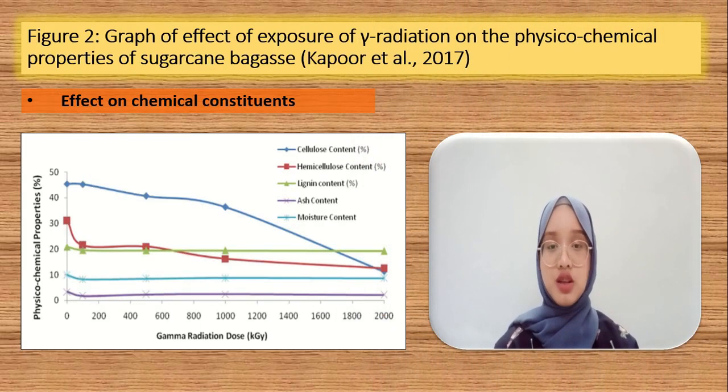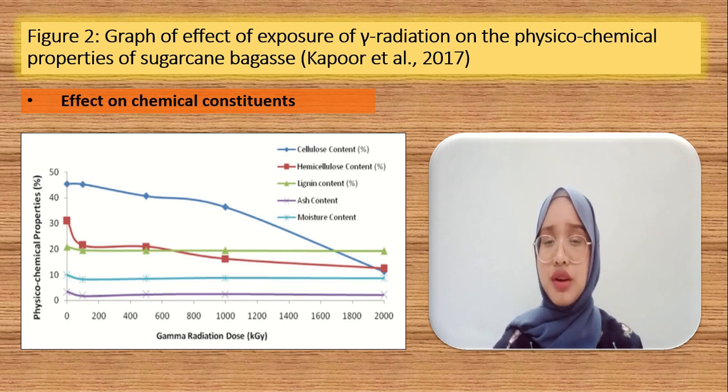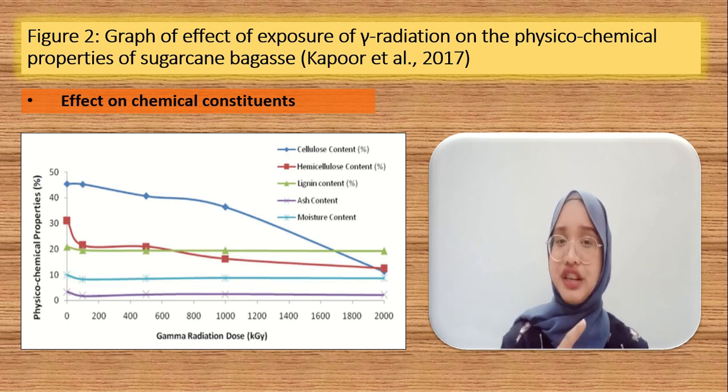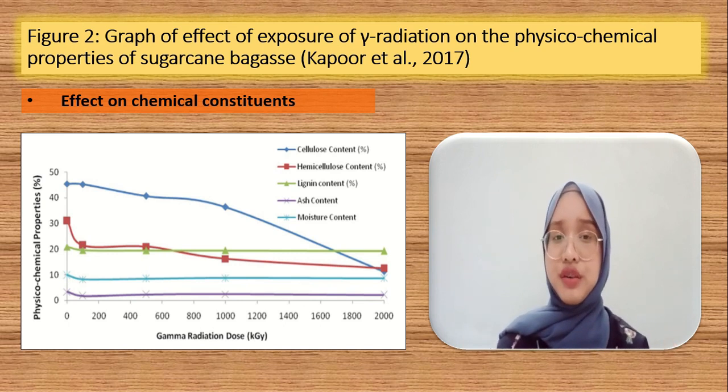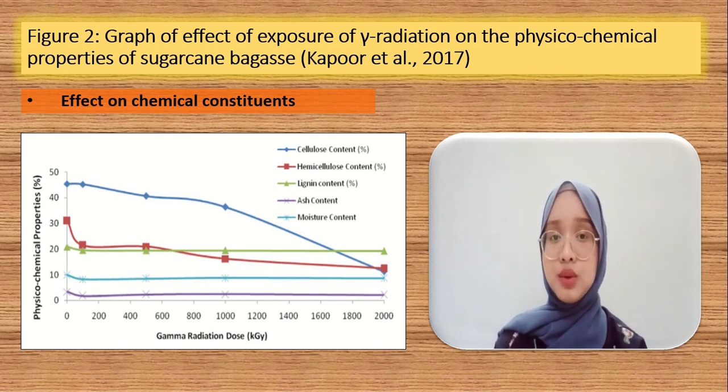Next, effect of chemical constituent. As shown in figure 2, the irradiated sugarcane bagasse does not show much change in lignin, ash, and moisture content. The hemicellulose component of sugarcane bagasse gets more affected on radiation exposure, which is reduced on 100 kg exposure and further decreased at 2000 kg dose. The content of cellulose of irradiated and unirradiated sugarcane bagasse samples present no significant change in the cellulose content up to 100 kg exposure. However, on further exposure to 500 and 1000 kg, the cellulose content decreases respectively. Further exposure of bagasse to 2000 kg dose, the cellulose content reduces more.